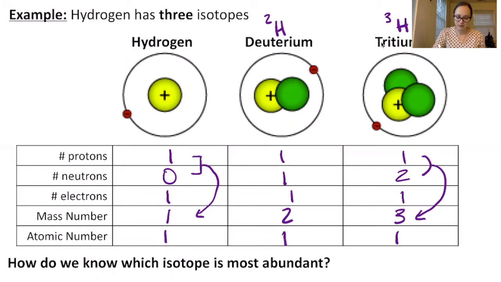So what's important to notice is that only a couple of these rows are actually going to be changing. Protons stay the same, but what changes is the number of neutrons. And then additionally, because the number of neutrons changes, our mass number changes.